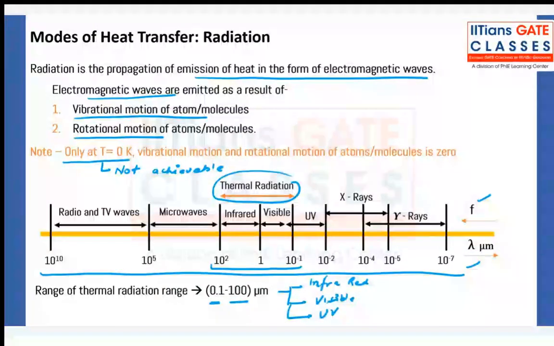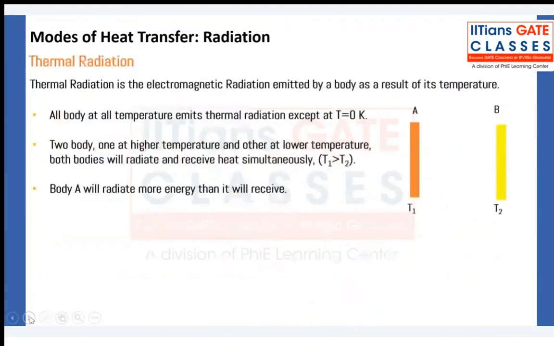So what do we know about thermal radiation? It is the electromagnetic radiation emitted by a body due to temperature. No, it is not because of temperature difference. Conduction and convection require a temperature difference, but radiation does not. It requires only that the temperature be above 0 Kelvin. So all bodies at all temperatures emit thermal radiation.